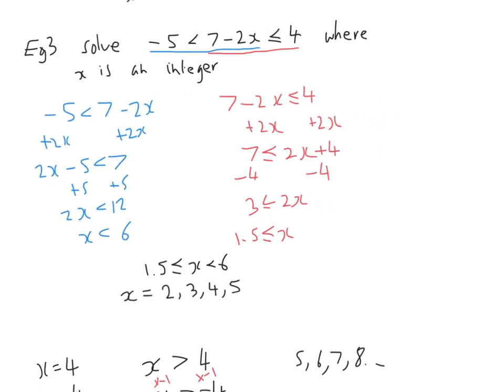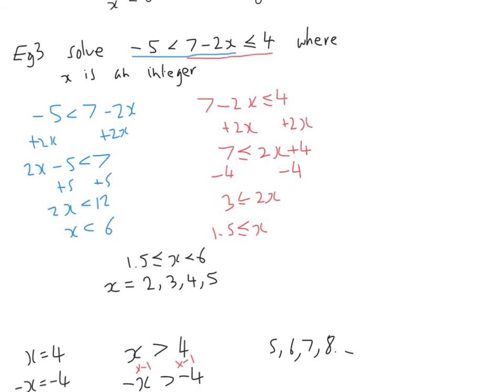What I could have done, and would have been silly, if I had -5 is less than 7 minus 2x, if I took off the 7 to get -12 is less than -2x, and if I divided by -2, because -2 is a negative number, I would get x is greater than 6, but that's wrong. Dividing by that negative number gives an error. X should be less than 6, but I've got here x is greater than 6.